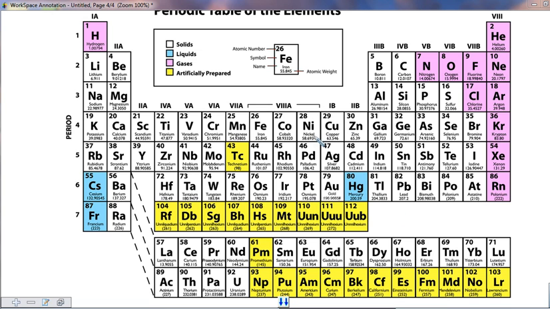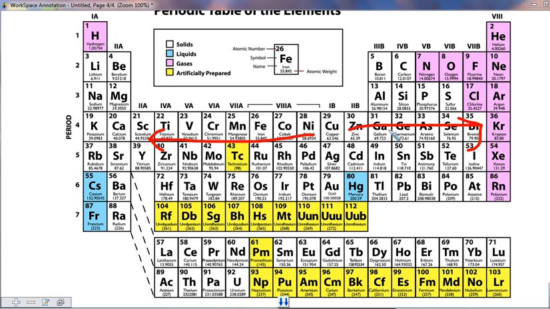Generally, we can say that the further you go to the left, the more metallic a substance becomes. The further you go to the right, the more non-metallic it becomes. Generally, we can say that metals will have 3 or less electrons in their outer energy level, or 3 or less valence electrons. They tend to have the following characteristics. They're malleable, ductile, they're good conductors of heat and electricity, they have a high density, high melting and boiling points, they're shiny, they're hard.